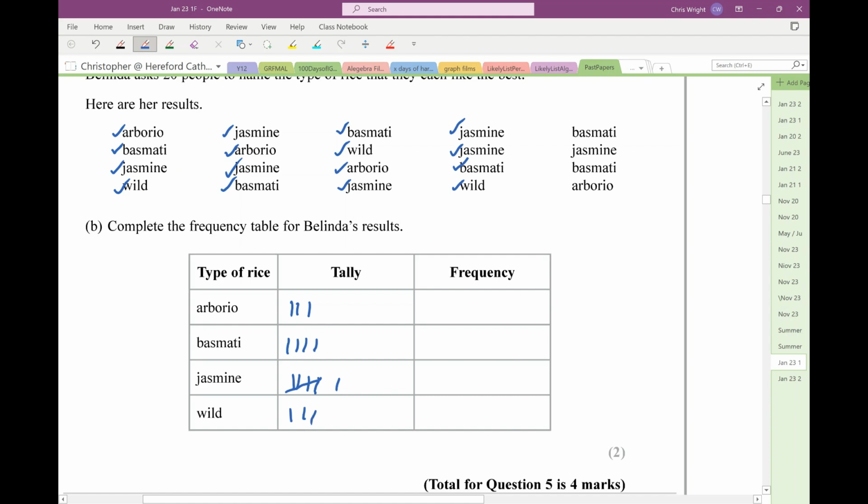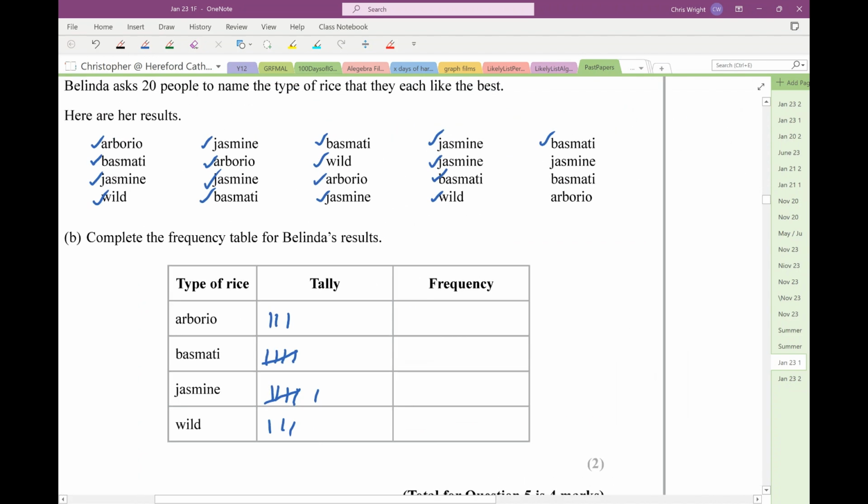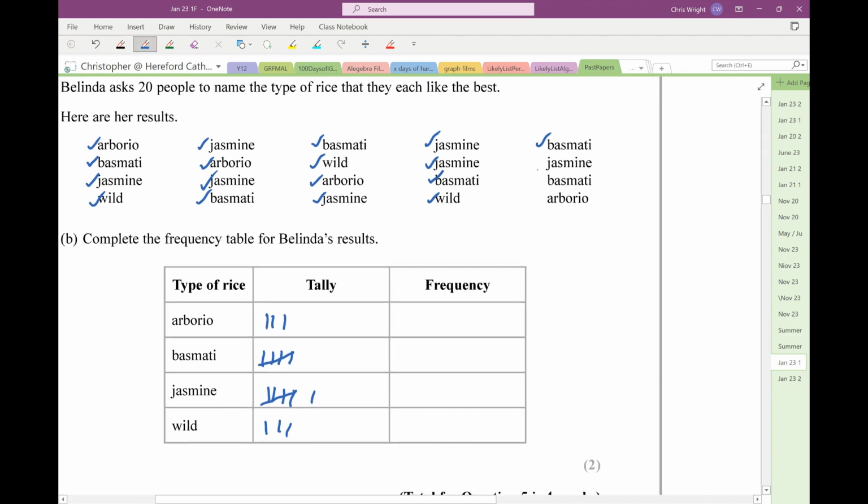Remember, when you're doing this, you've got so much time, okay? So don't rush it and get it right. Use a pencil, and then if you want to, you can always rub stuff out.